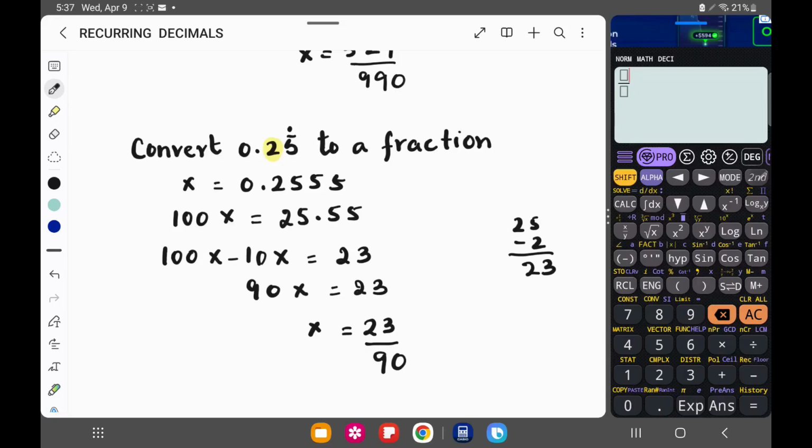Let's verify our answer. So that is 23 over 90, which comes to 0.25555. So it's correct.